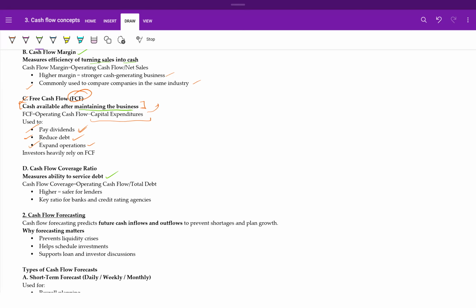So the ratio here is operating cash flow divided by total debt. Now understand this ratio: operating cash flow, we are dividing it by total debt.